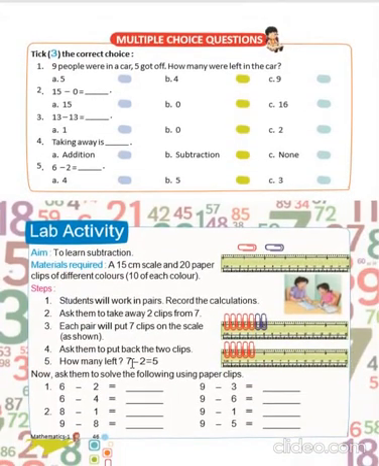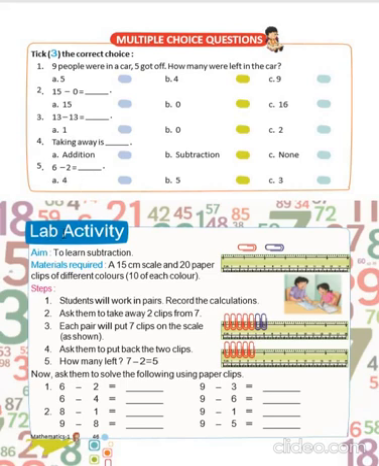Now come to multiple choice questions. 9 people were in a car. 5 got off. So how many are left? We will be left with 4 people. 15 minus 0 is equal to 15. 13 minus 13 is equal to 0. Taking away is subtraction. 6 minus 2 is equal to 4.